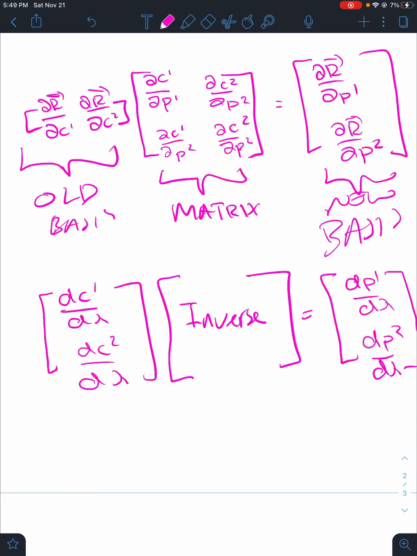Just use the inverse Jacobian or just expand it in the multivariable chain rule, and you should get your components in your new basis. So yeah, that's how you do it.